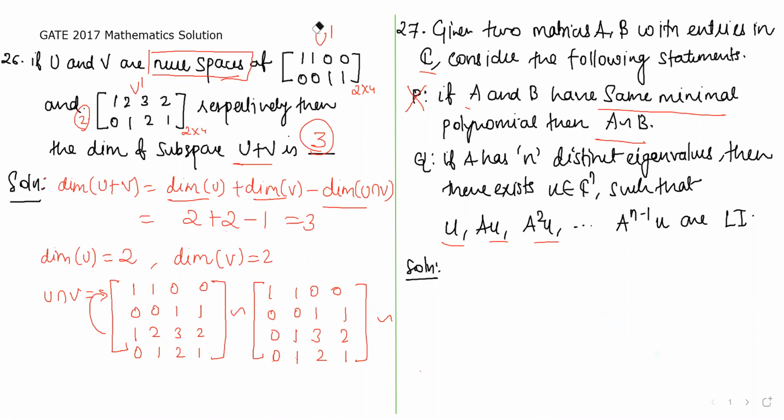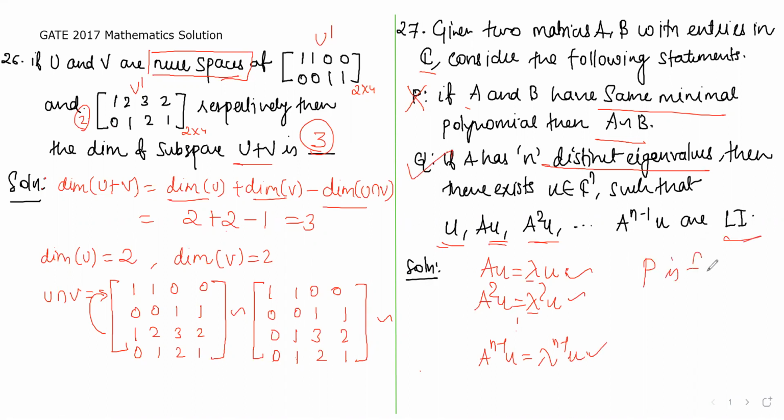And if you have distinct eigenvalues, then there exists a vector U belonging to C, and so that we know that AU will be equal to what? Lambda U. Okay. A square U will be what? Lambda square U, and so on. It will go on to A power n minus 1 U equals lambda power n minus 1 U. Okay. Since all of them are distinct, they have linearly independent eigenvectors. That means U, AU, and all of them are linearly independent. So this statement is true. So that means P is false and Q is true. Okay. You can match the option.